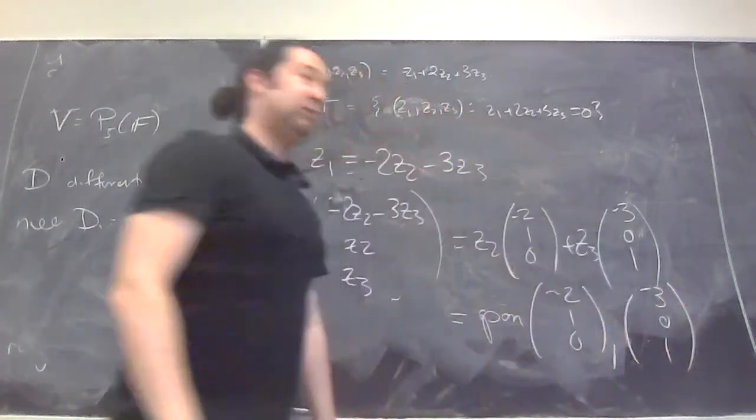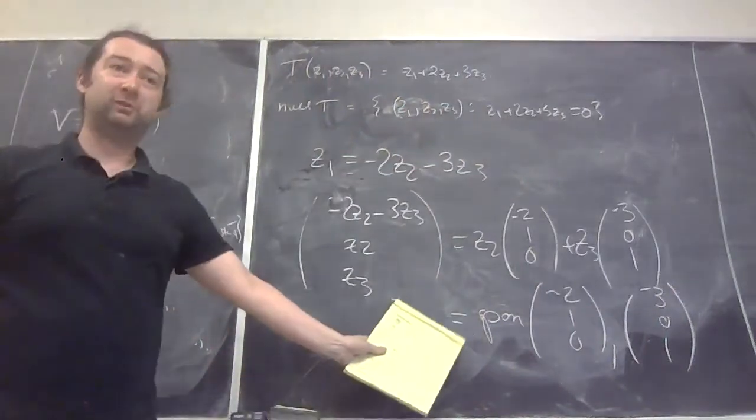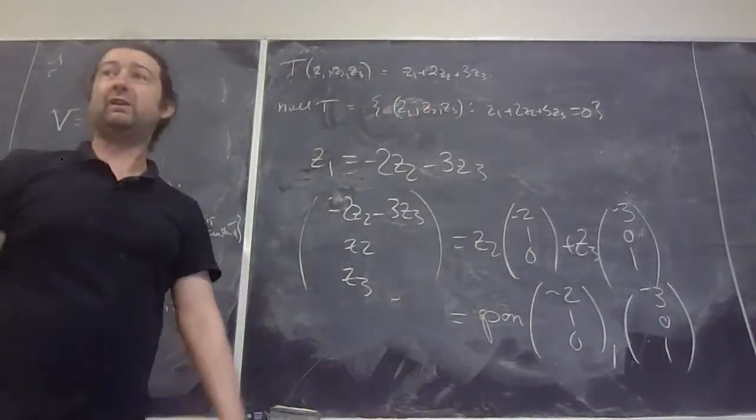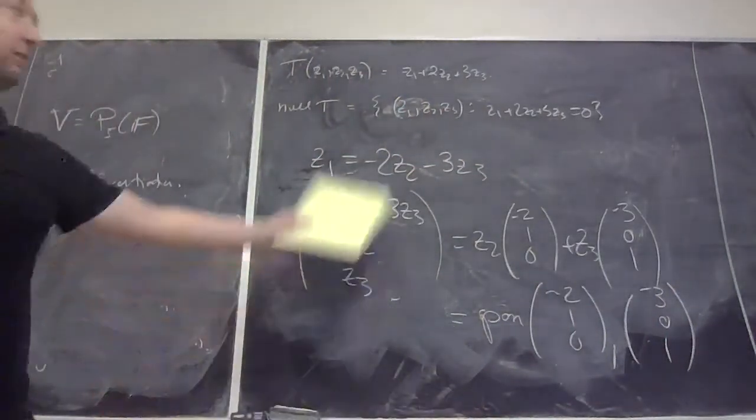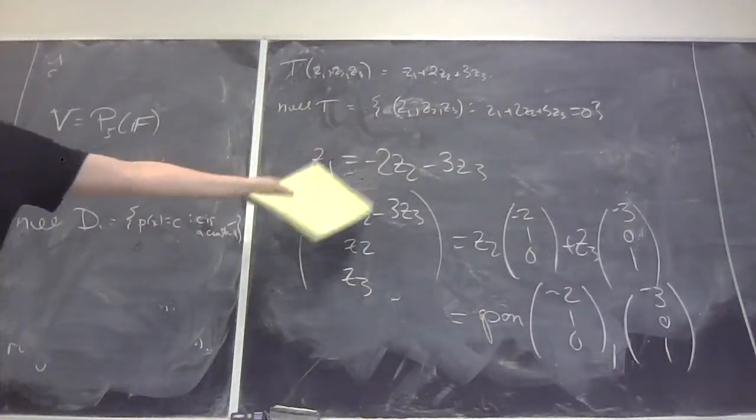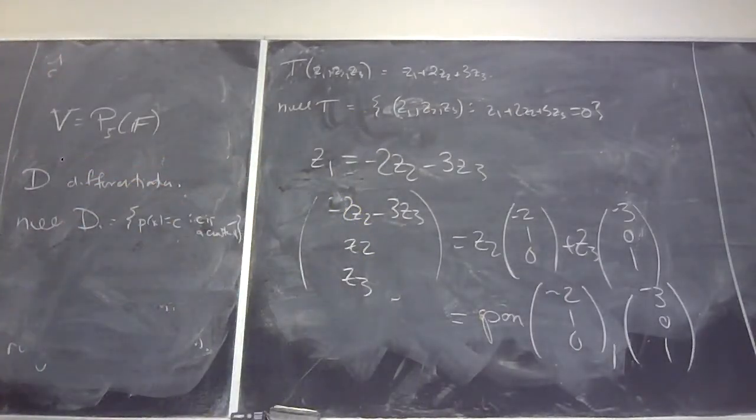And I guarantee you, if you took 206, you did a million examples of this particular exercise, right? Find a basis for the null space was basically this exercise over and over and over again. Okay. Null spaces live.